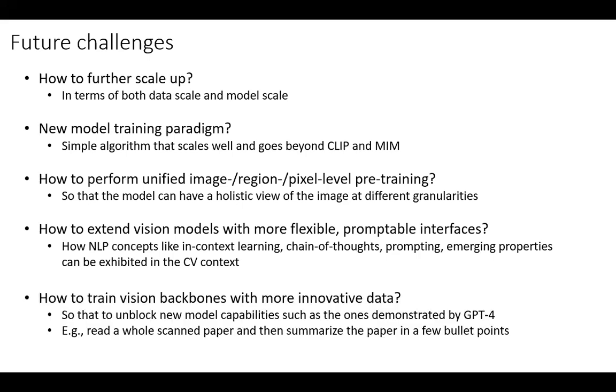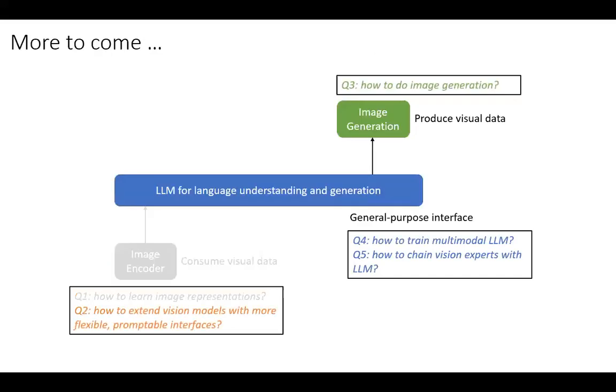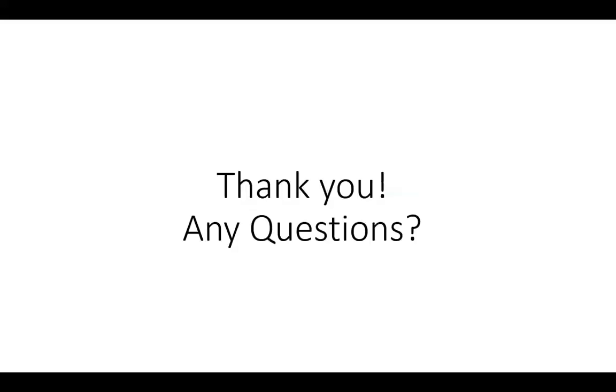Finally, how can we train vision foundation models with more innovative data? If we check the GPT-4 paper, if you provide a scanned PDF of a paper, the GPT-4 model can even summarize the paper for you. So how can this kind of capability emerge? If we just use natural images, this can never happen. I don't know, but how can we train vision backbones with more innovative data? This is something I'm interested in. All the papers I have been talking about concern this small point, how we can consume visual data, and the other speakers will talk about the rest. So I will stop here, and thank you.